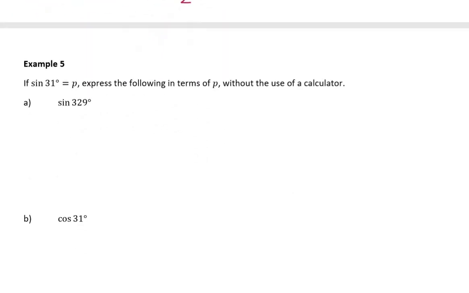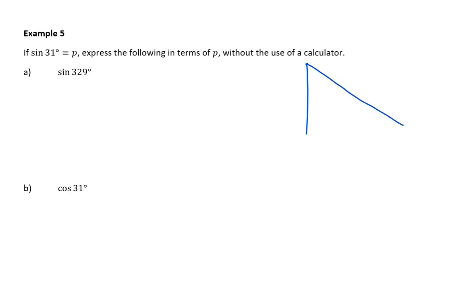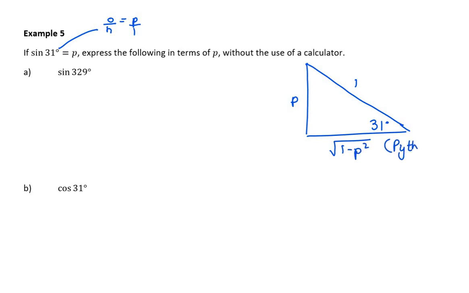Right, so example number 5. Sine 31 equals p. Express the following in terms of p. Oh gosh, we've seen this before. So let's draw our triangle just in case we need it. You start getting really good at this. This is 31. Now it says sine of 31 is p. So this would be opposite over hypotenuse, p over 1. So this is p, this is 1, this is root 1 minus p squared because of Pythagoras.